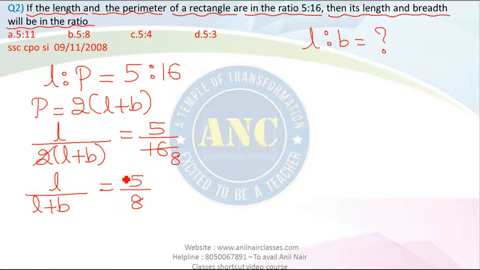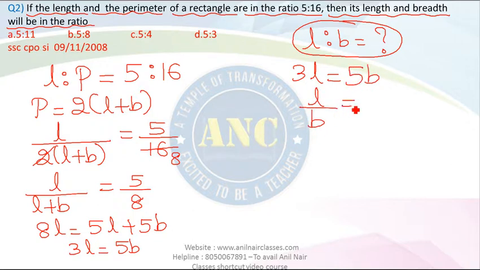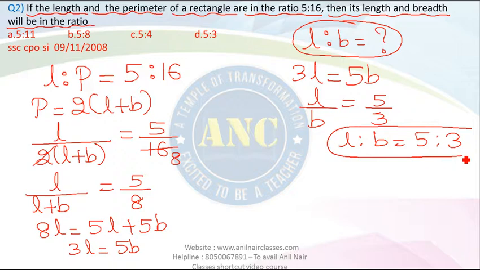Now, if I cross multiply and simplify, I get 8L equals 5L plus 5B. So this becomes 8L minus 5L, which is 3L. 3L is equal to 5B. They are asking the ratio of length to breadth. 3L is equal to 5B, so L by B is equal to 5 by 3. In other words, L:B is 5:3. So this is my answer, and that is option 4.